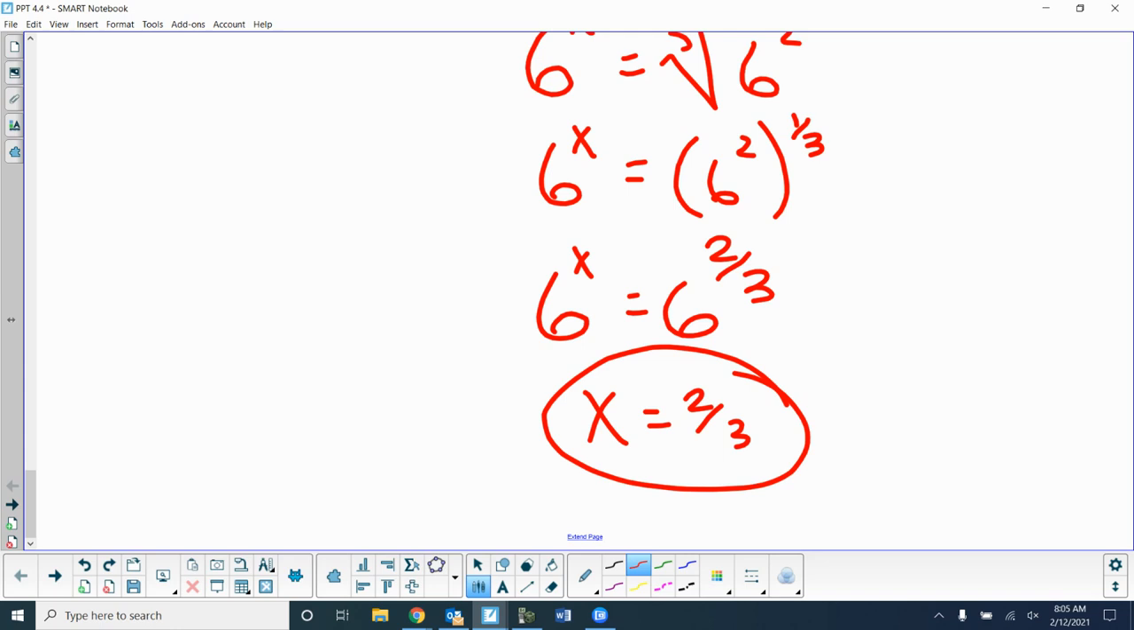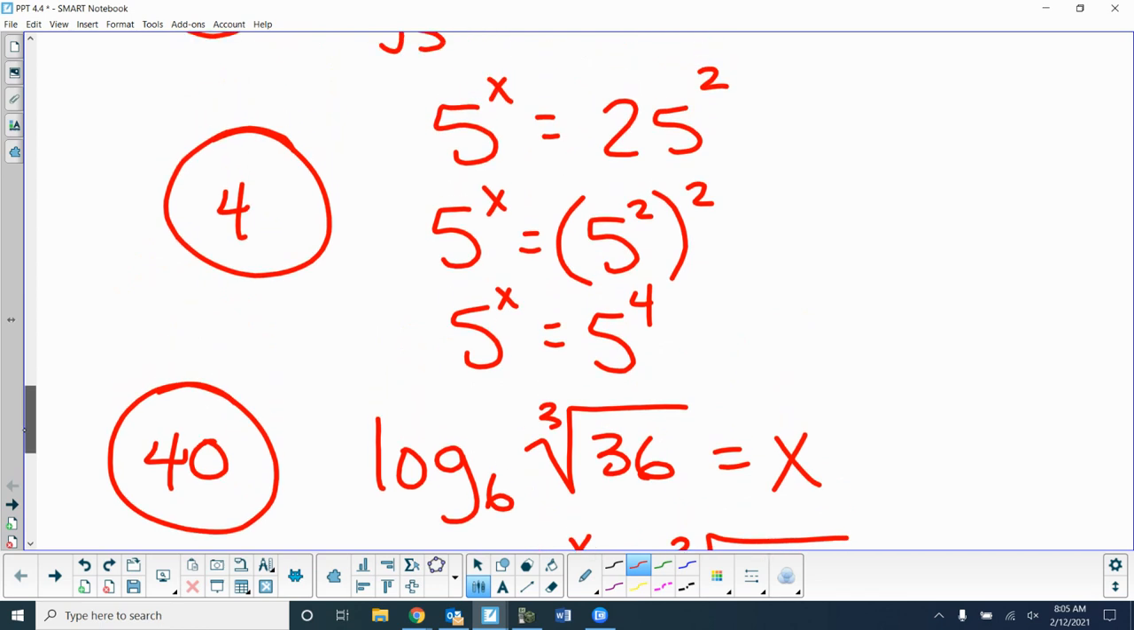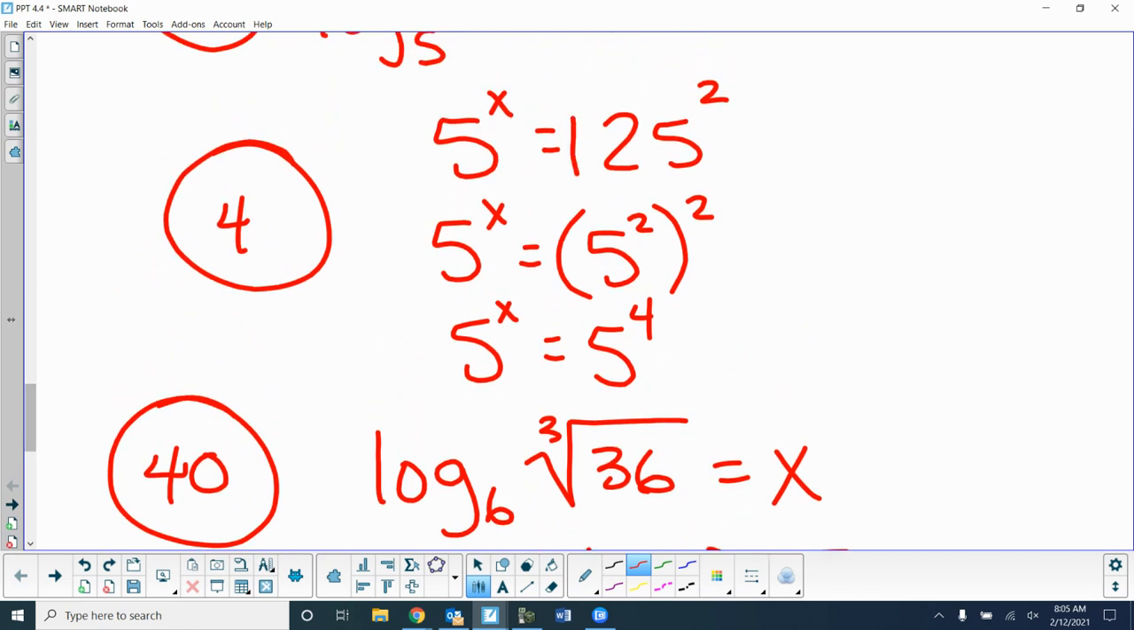Questions? Tommy? Number 36 was 125, not 25. Oh, I put the wrong number. All right, so that's going to change something there. 125 is 5 to the 3rd. 5 times 5 is 25 times 5 is 125. So then I got to go 5 to the 3 times 2, 6. So that answer is actually 6. My bad. Thanks, Tommy. Not 4.